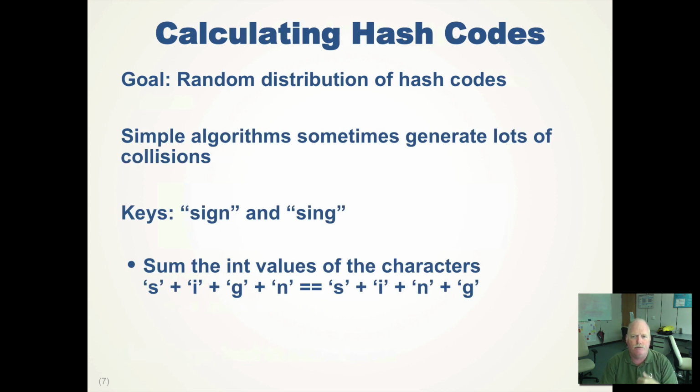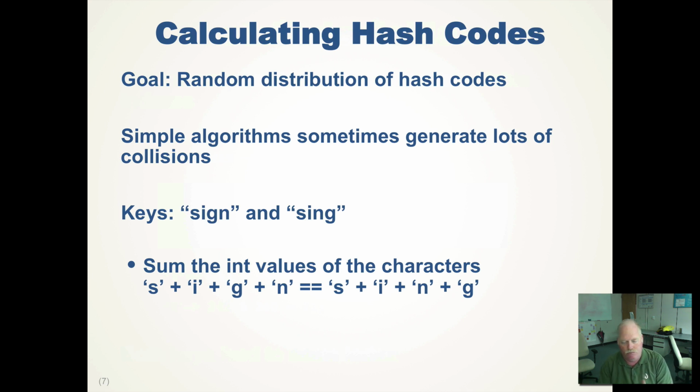But we also have to figure out how to calculate this hash code. We want this hash code calculation to give us a random distribution. We don't want them to all come out as 1. If the calculation returns a 1 for every possible thing, that's bad. We want it to give us a nice random distribution of all possible values of the hash code.